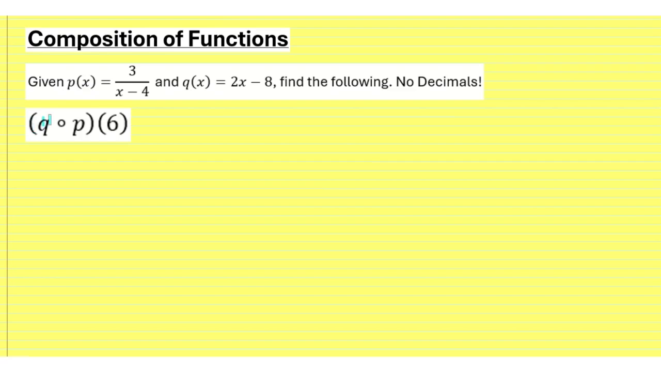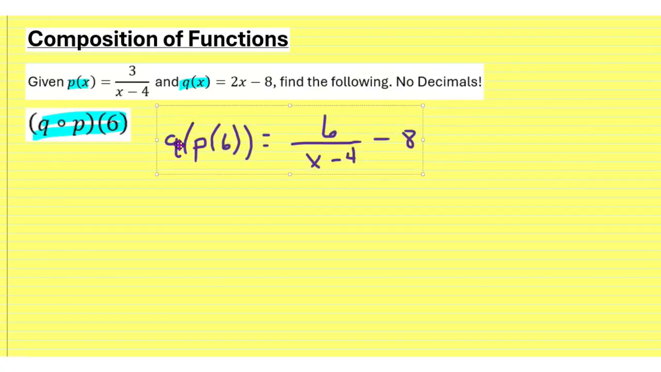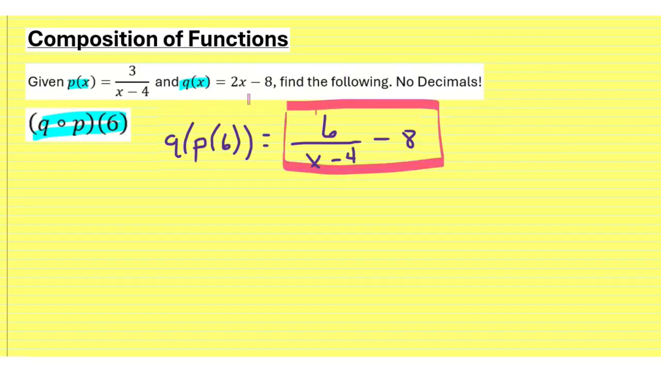Okay, our next one says q of p of 6. We still have the same functions, the p and q that we had in the previous problem, and we've already created the new composition based on just x. So let's go ahead and pull that down because we've already done most of the work here. We came up with q of p of x is equal to this function, except now we're going to plug 6 into it. We're going to substitute 6 into it. So that means where this x is, I'm now going to put a 6.